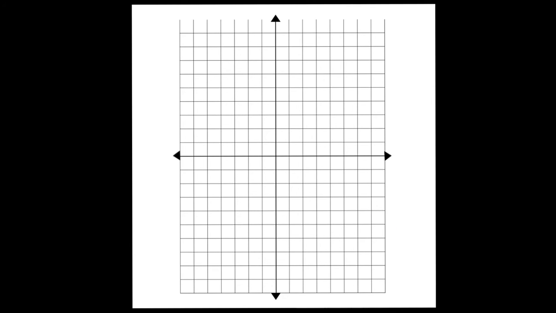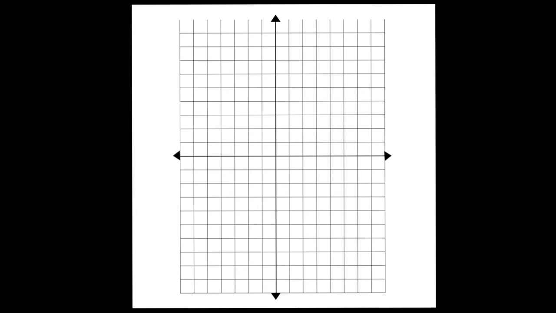Here's how it works. Every point on the plane has two coordinates. The x-coordinate is given first, and then the y-coordinate is second. For example, look at this point right here. You can see that this point lines up with 1, 2, 3 on the x-axis and 1, 2 on the y-axis. So the coordinates of this point are (3, 2).